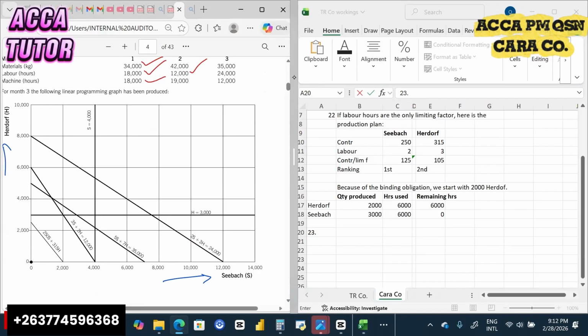Maximum profit. You need to understand what is called the feasible region. This is the feasible region. Do you understand? The feasible region. All right. Now, the feasible region tells us the points where we can get the maximum contribution or the maximum profits, especially on these edges. That's when we get the maximum contribution.